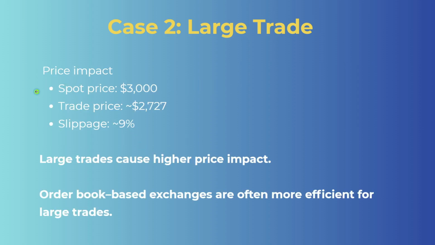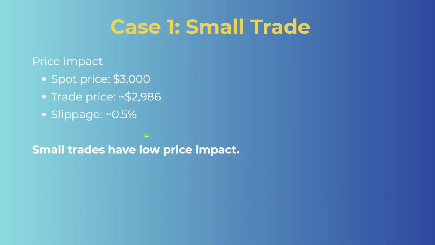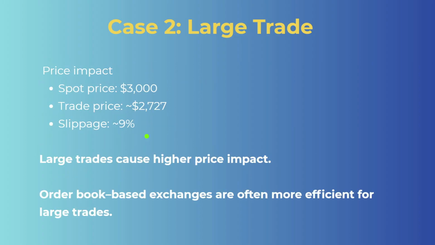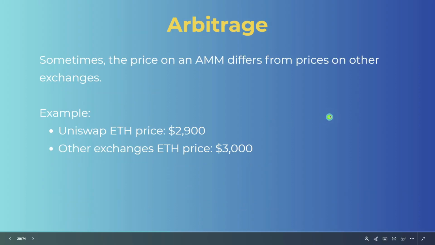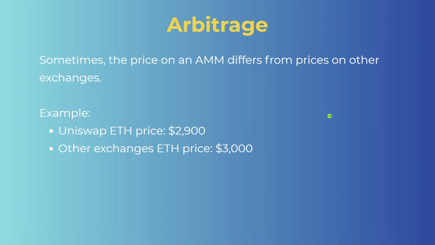So the price impact in this case will be this one. The spot price always $3,000, trade price $2,700. The slippage is 10%, so it is higher, because before the slippage was 0.5%. So we can say that large trades cause higher price impact, and of course order book based exchanges, for example Binance, Coinbase and so on, are often more efficient for large trades than a decentralized exchange.